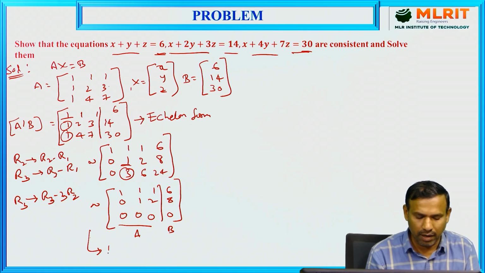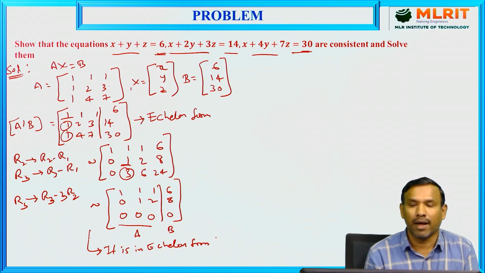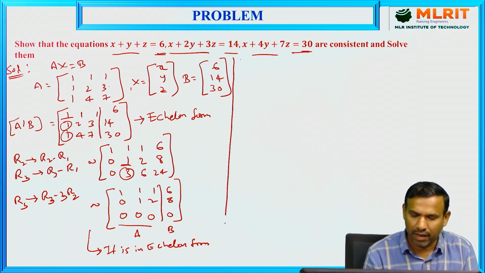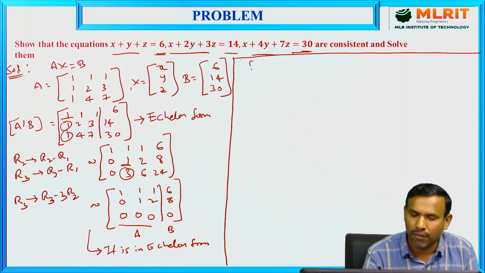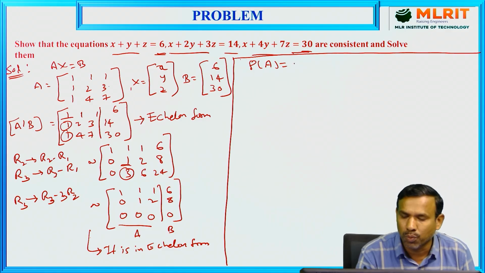So clearly it is in echelon form, right? Once it is in echelon form, you can decide the rank. So what is the rank here? Rank of A is equal to the number of non-zero rows. Here, since the last row is becoming 0, rank of A is equal to 2.